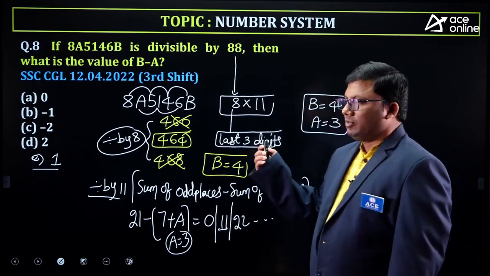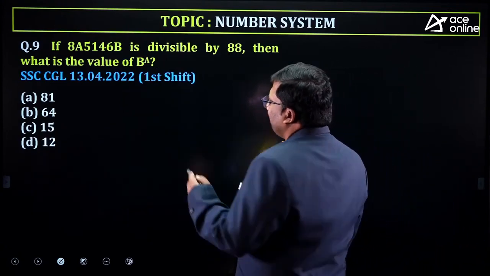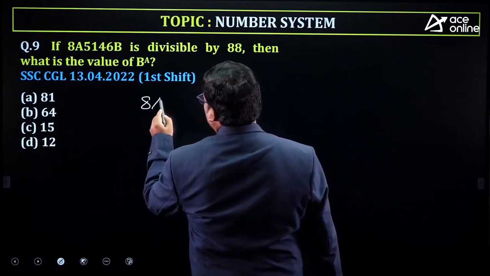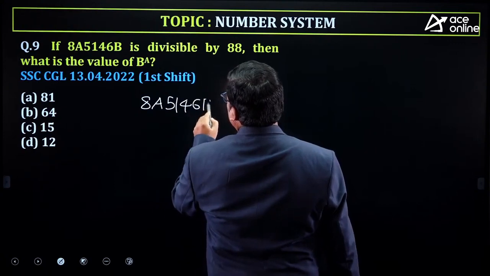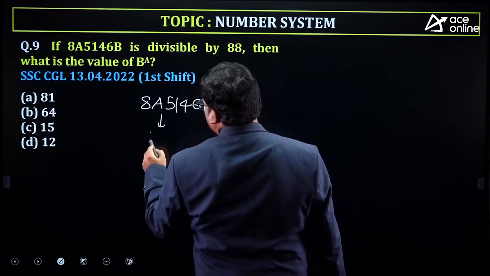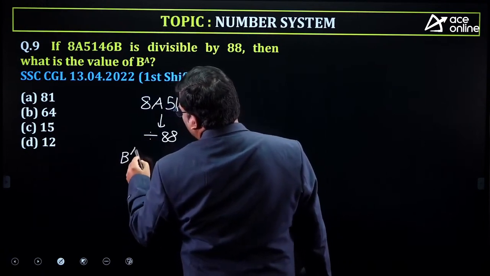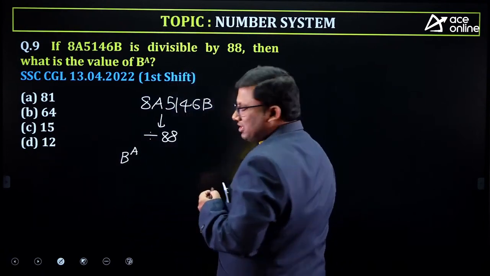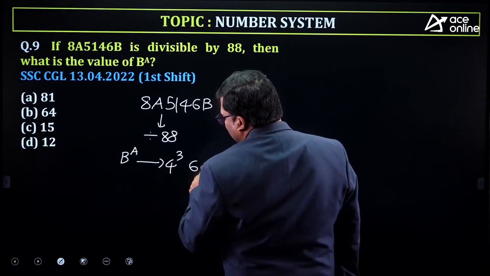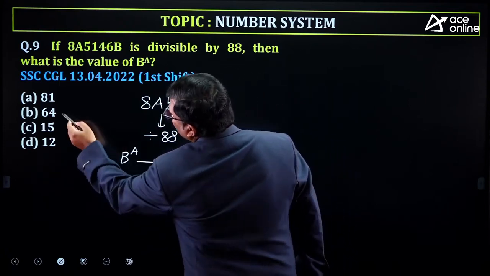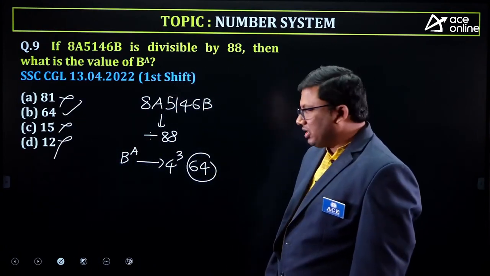I hope the idea is very much clear. Next one, if the question is 8A, 5, 1, 4, 6B, this is divided by 88. Same question. The answer is B power A. Very easy, sir. B is 4, A is 3. 4 power 3 is 64.